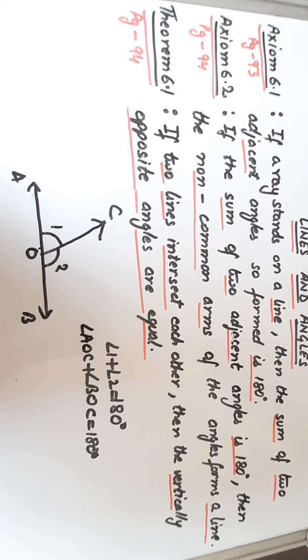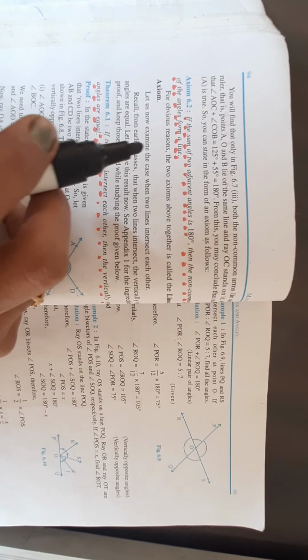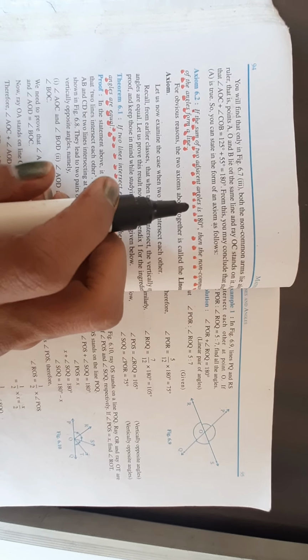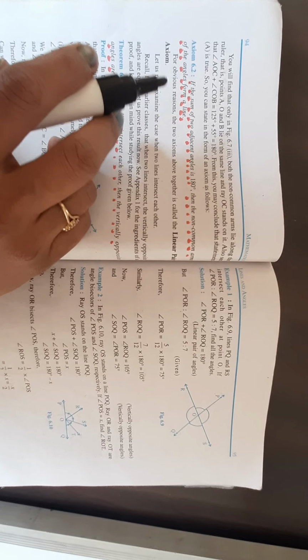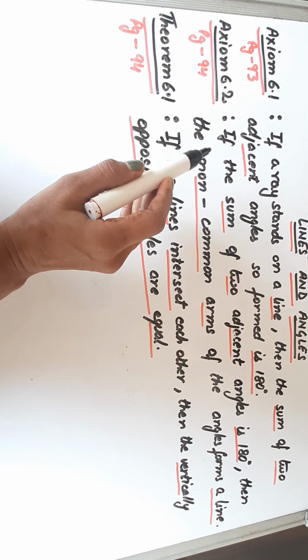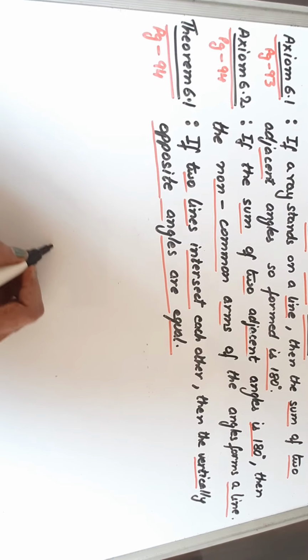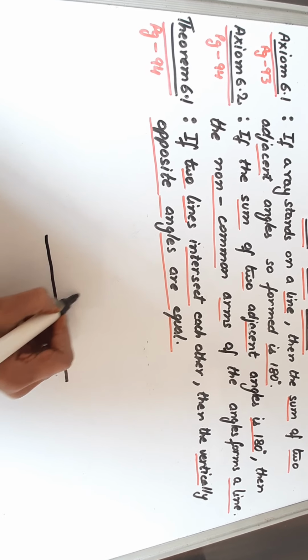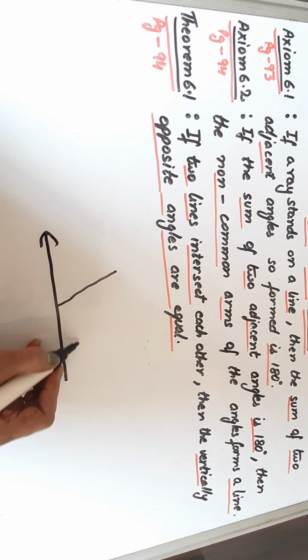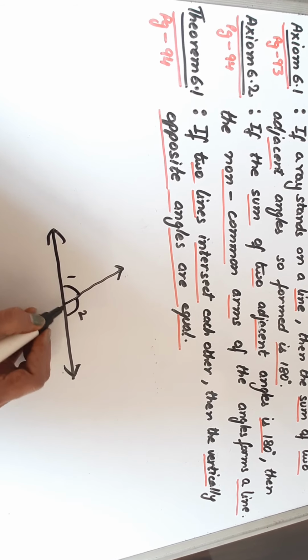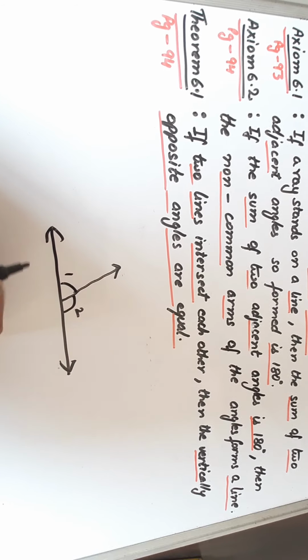Now axiom 6.2. Axiom 6.2 is given on page 94. So let us read what this is. If the sum of two adjacent angles is 180, then the non-common arms of the angles form a line. So it is just the inverse of the 6.1 axiom. The same statement is given on page 94. If the sum of two adjacent angles is 180 degrees, let me make two adjacent angles like this. So angle 1 and angle 2, they are adjacent. Why are they adjacent? Because they are sharing a common arm, right?